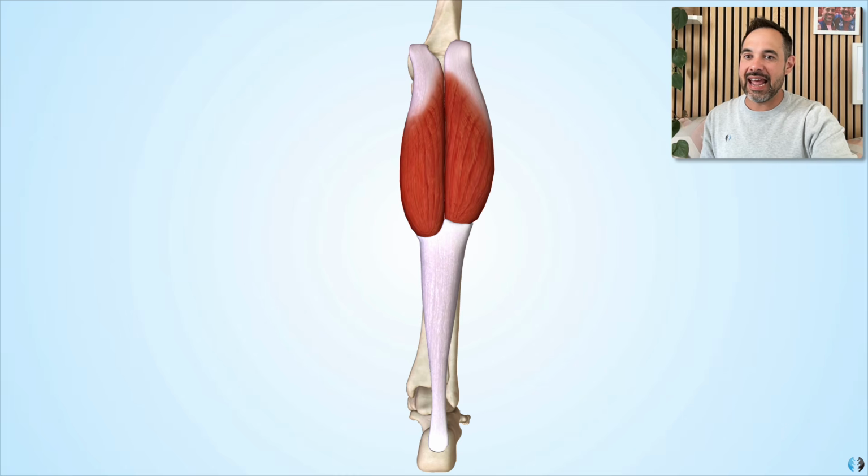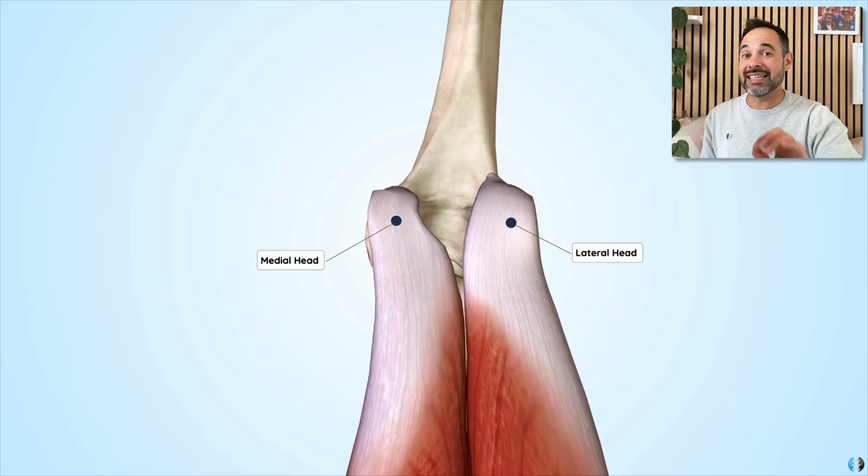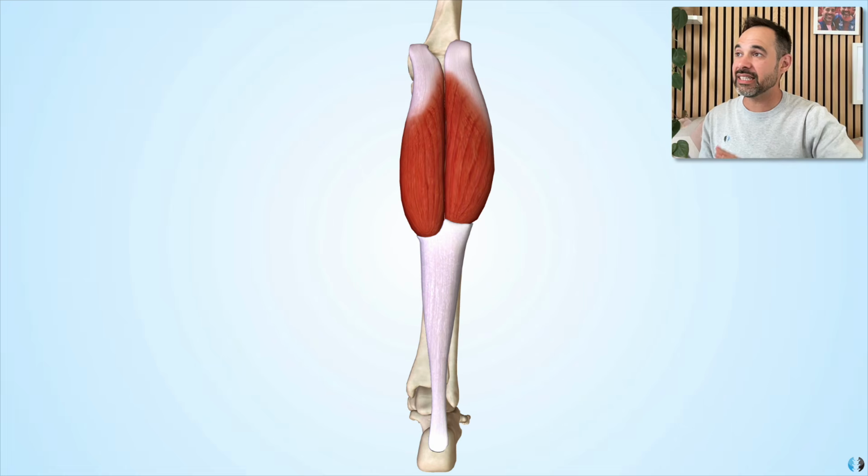It has a medial head, which is on the medial side, and a lateral head, which is on the lateral side. And if we look again from this view, we can see these two heads. And one really important thing to notice is how the medial head is slightly bigger and longer than the lateral head. This does have a clinical impact, and we'll look at that later.